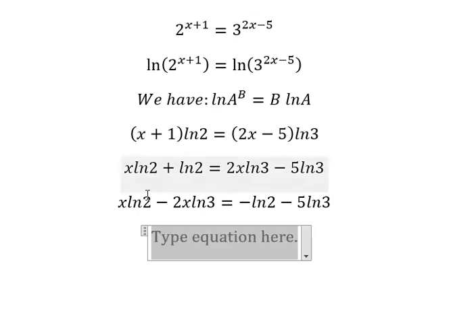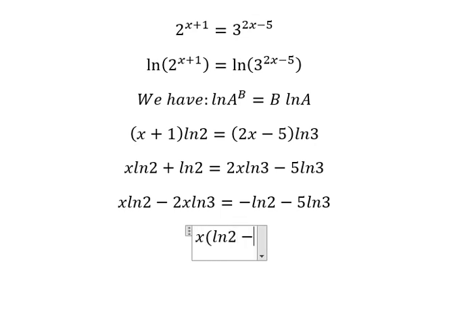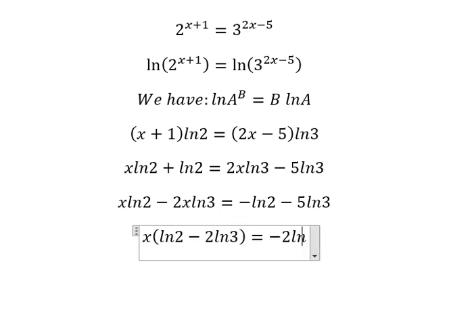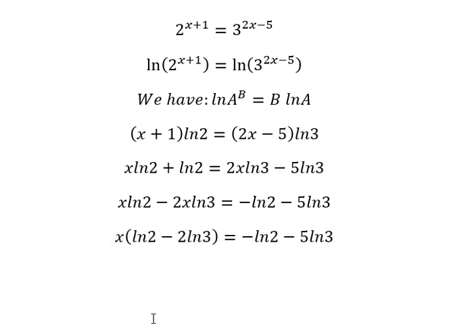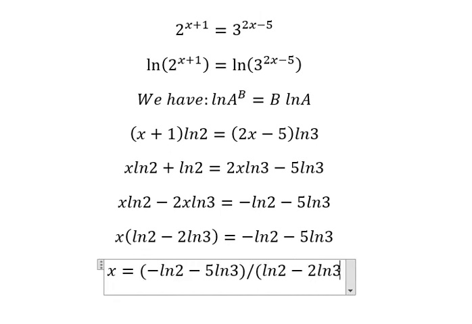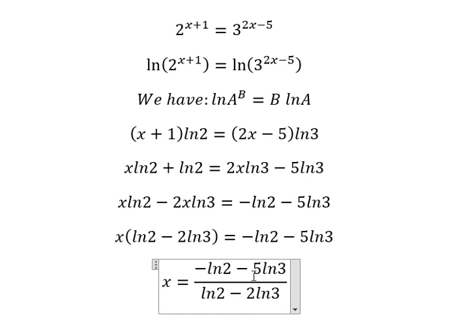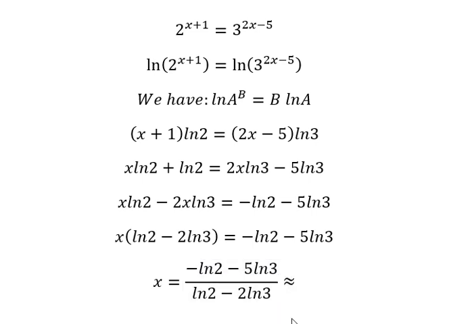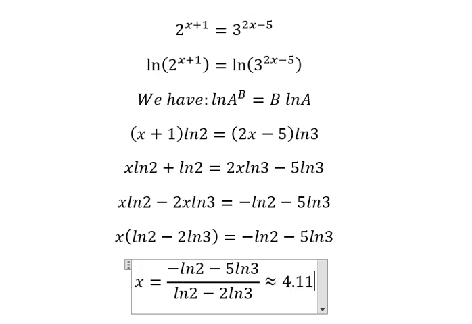Next, for s and s, we can do factorization. Next, we divide both sides by this one. This one approximates to 4.11. This is the end.